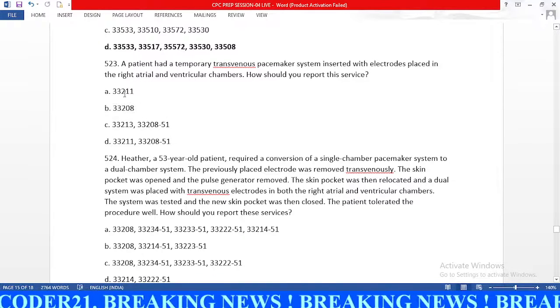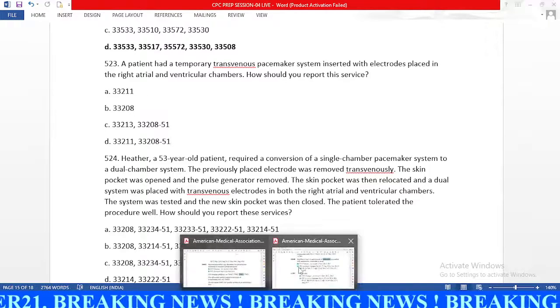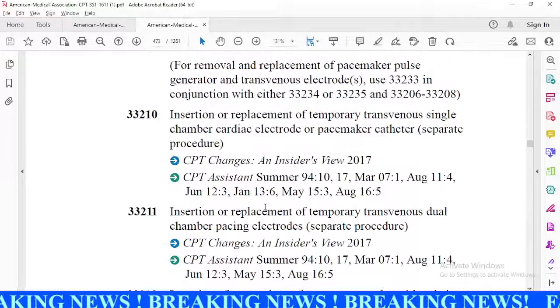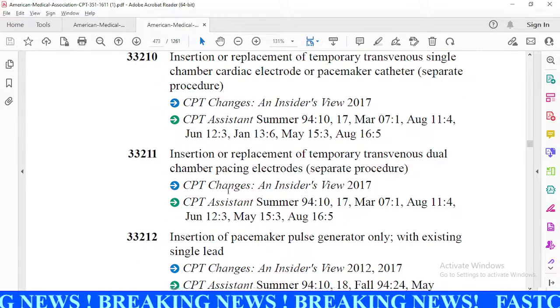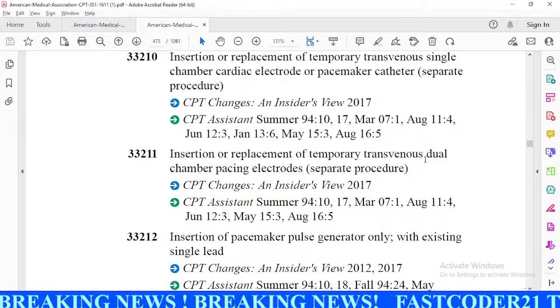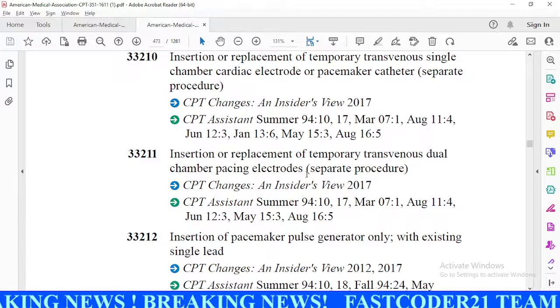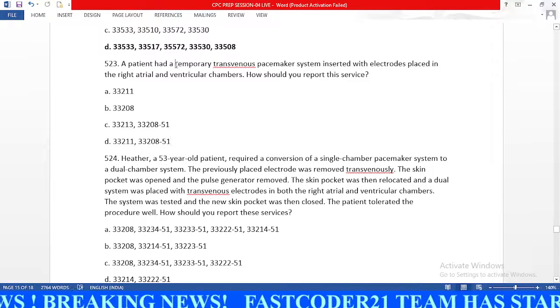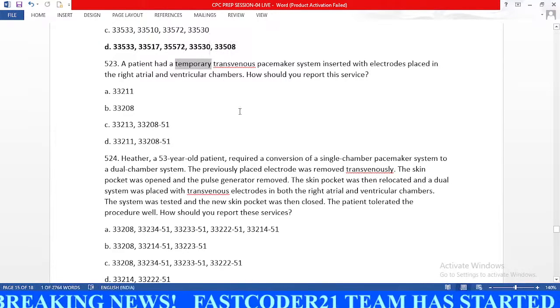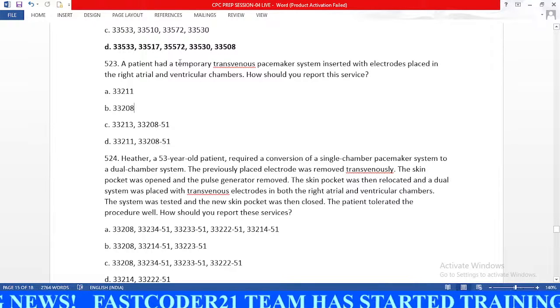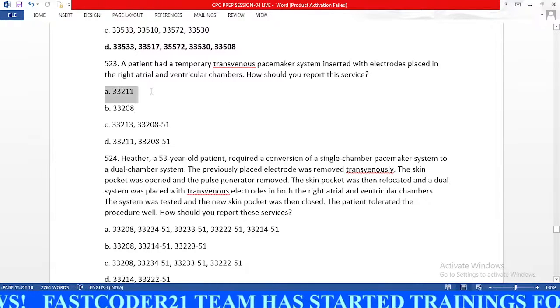So here our answer is 33211. As the physician has used a temporary pacemaker, we need to code temporary insertion. Insertion or replacement of temporary transvenous dual chamber pacing electrodes. So here our main keyword is temporary. You need to understand this word temporary. Because of using our keywords, our answer is 33211.